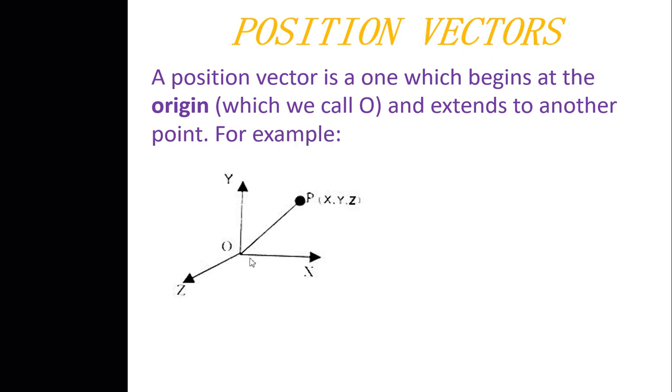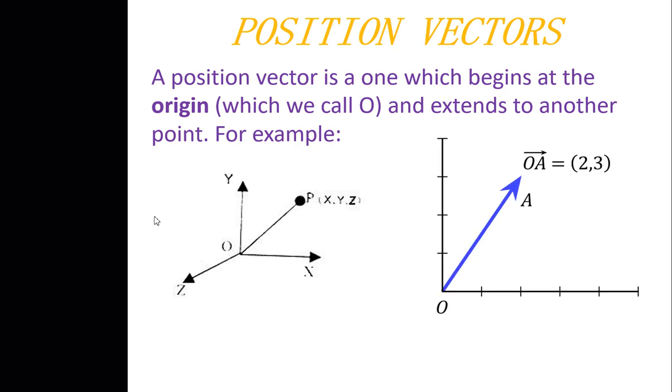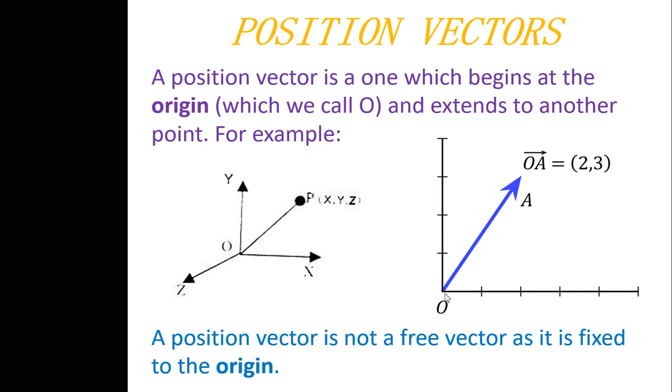So a position vector basically starts at the origin and extends to another point. Sometimes you might have seen OA, or OB. It just means that it starts at the origin. The origin has 3D coordinates 0, 0, 0. In 2D, on a two-dimensional plane with x and y axes, notice we went across 2 and up 3. So OA is a position vector because it begins at the origin. That's what we mean by position vector.